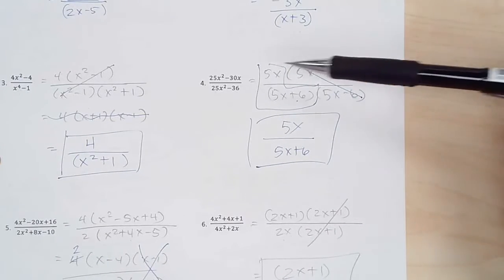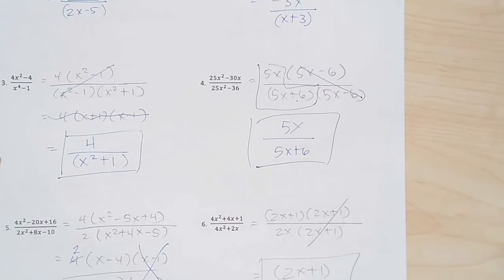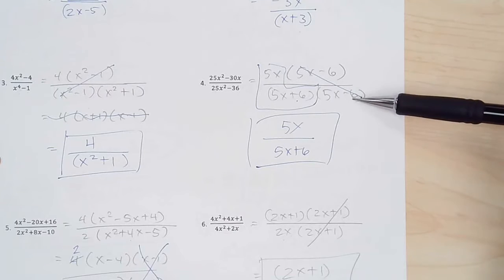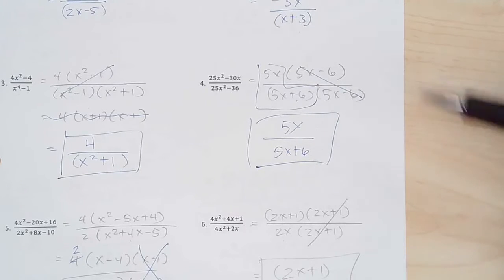Number 4, factor out the GCF, 5x, from the numerator. The denominator is a difference of squares. 5x minus 6 simplifies, 5x over 5x plus 6. Put it in parentheses if needed.